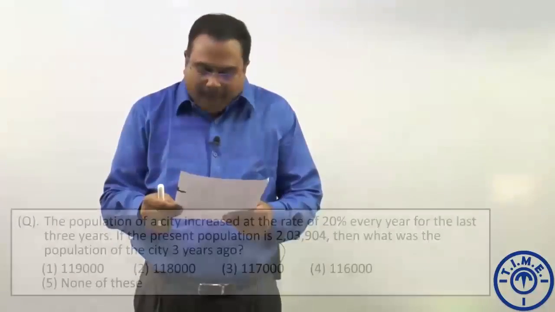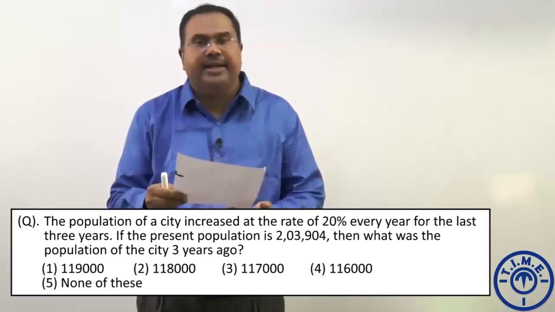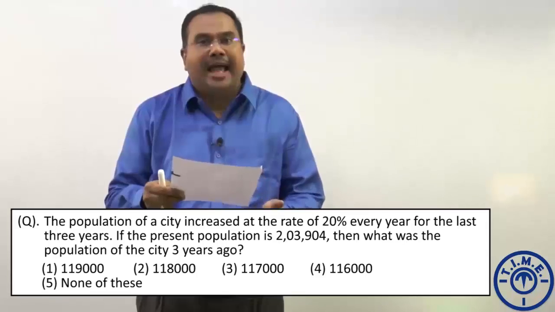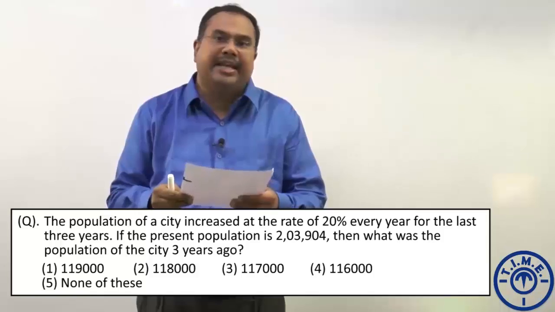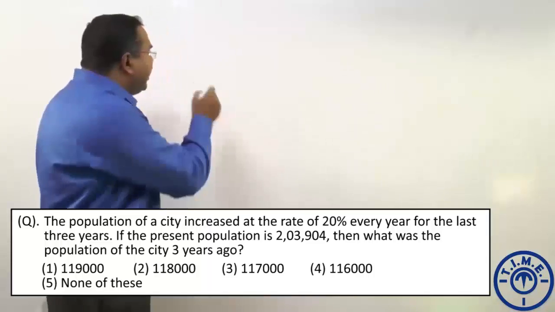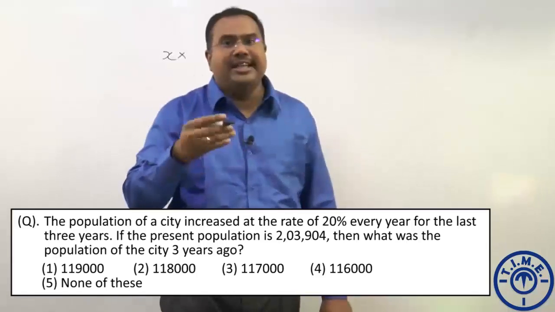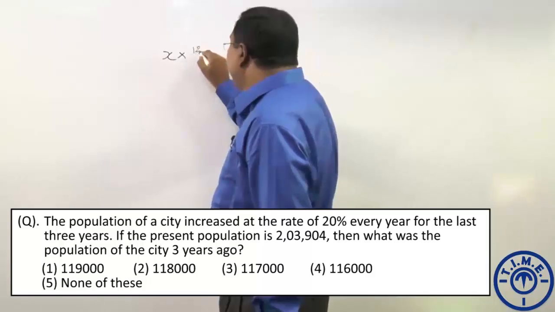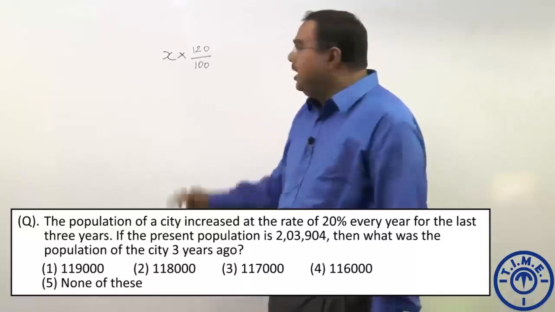Next question. The population of a city increased at the rate of 20% every year for the last 3 years. If the present population is 2,03,904, then what was the population of the city 3 years ago? Let us say the population of the city 3 years ago is X. Every year the population is increasing by 20%. That means after the first year the population will be 120% of X. This is after 1 year.